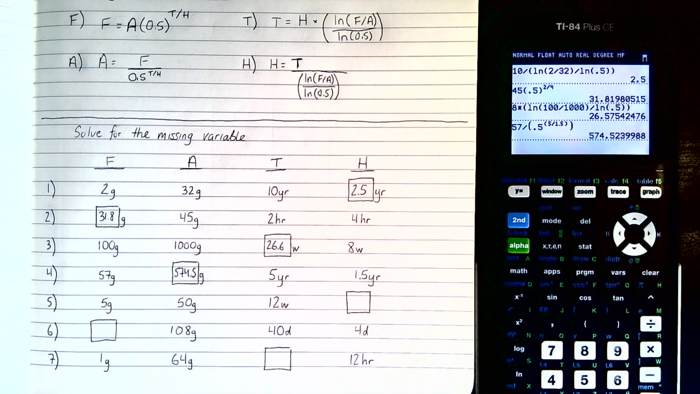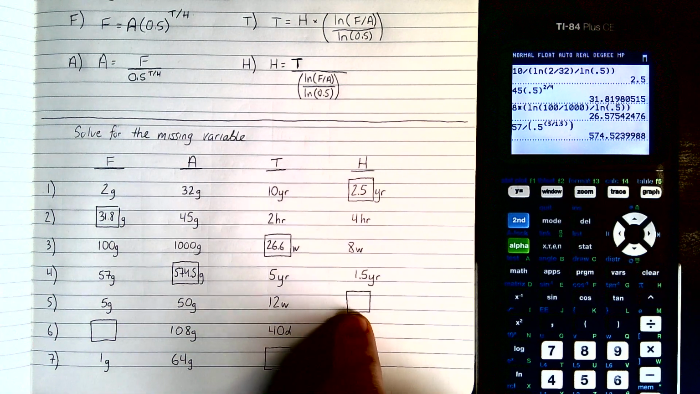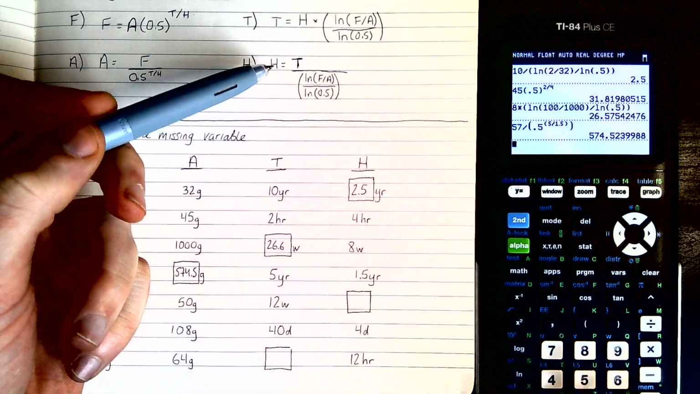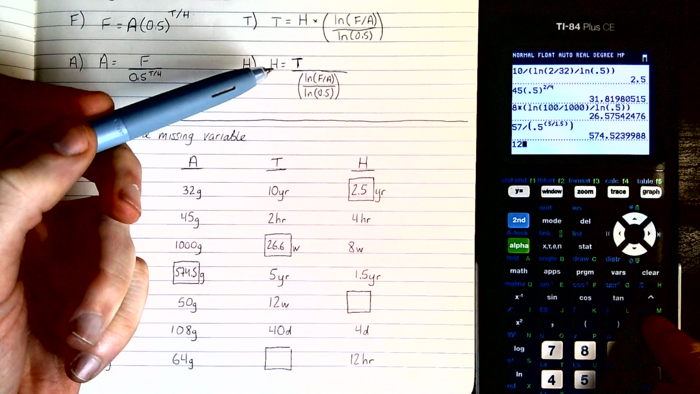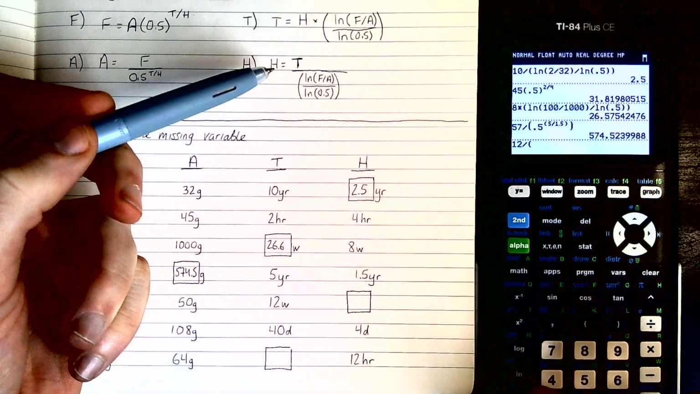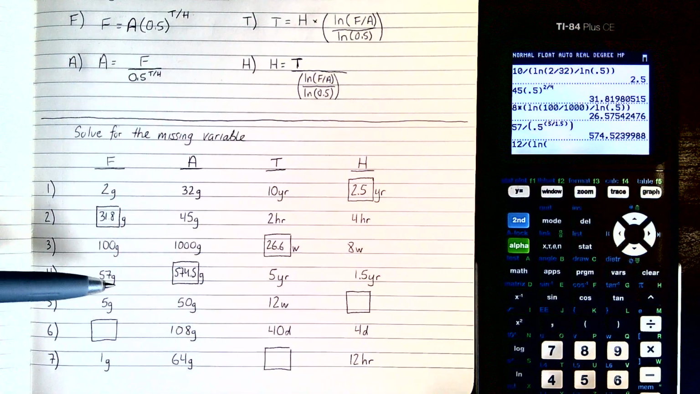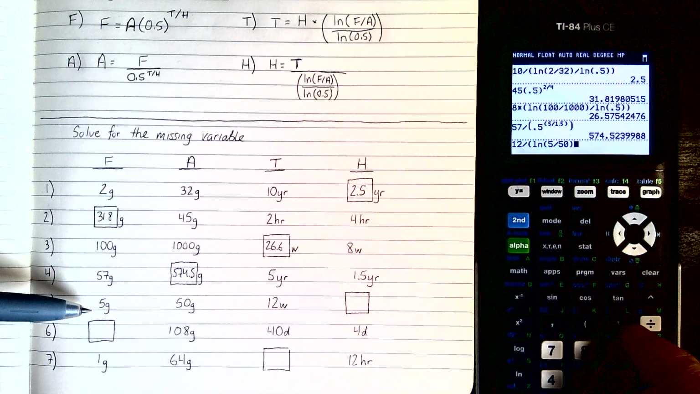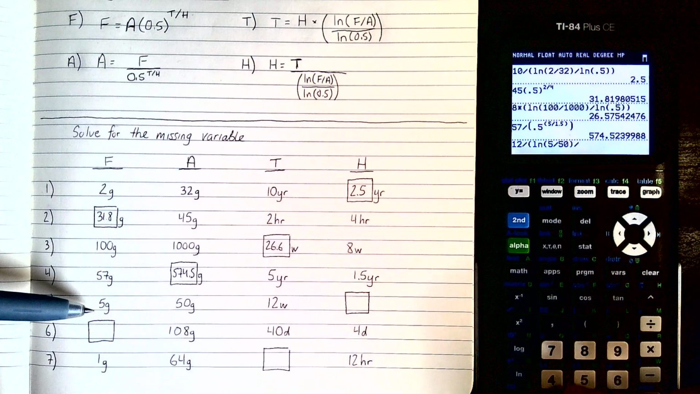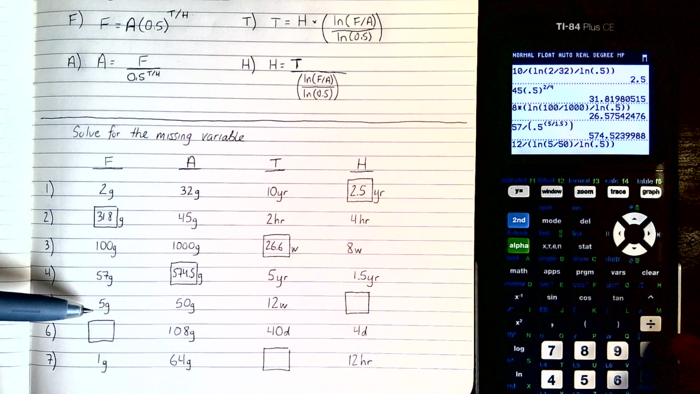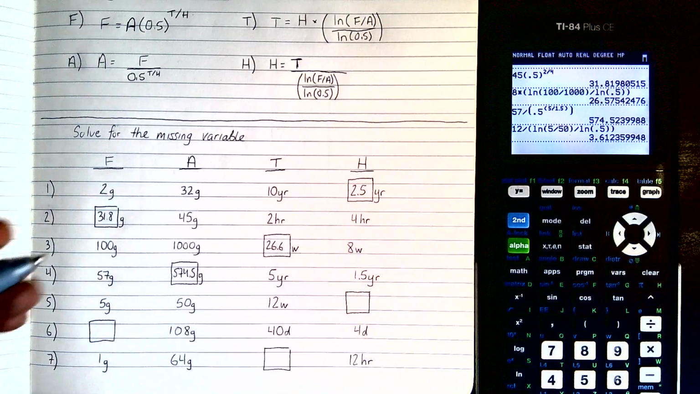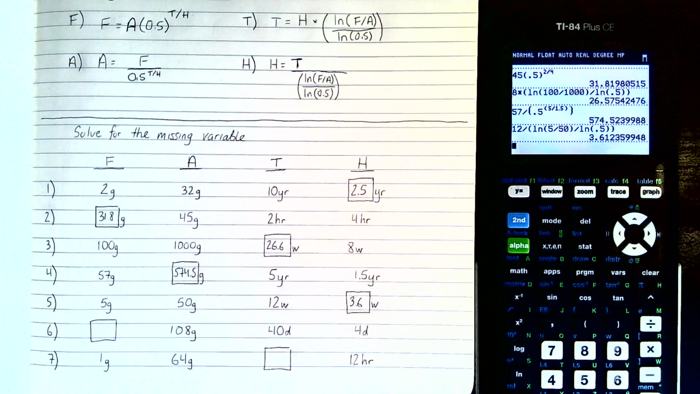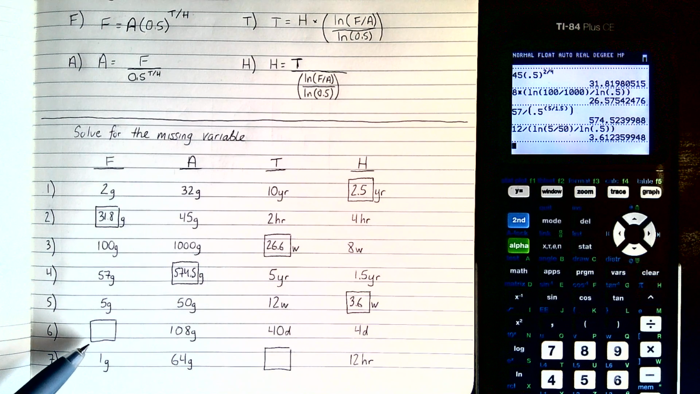Okay, let's check. This here is the same as up here, so we're going to be using our H equals equation. Time that's passed is 12 weeks, divided by the natural log of F divided by A, 5 divided by 50, divided by the natural log of 0.5, 3.6 weeks. Hopefully you got that. Let's move on to this one.